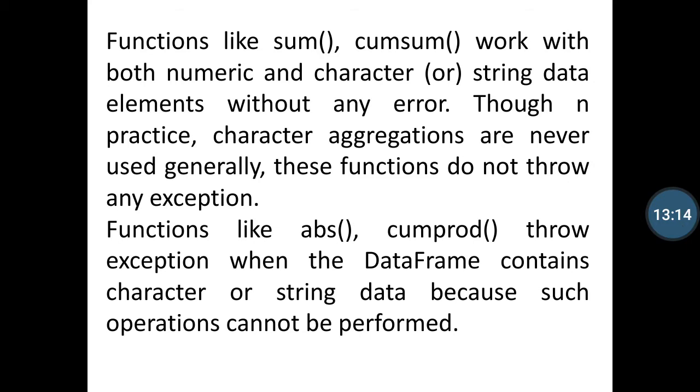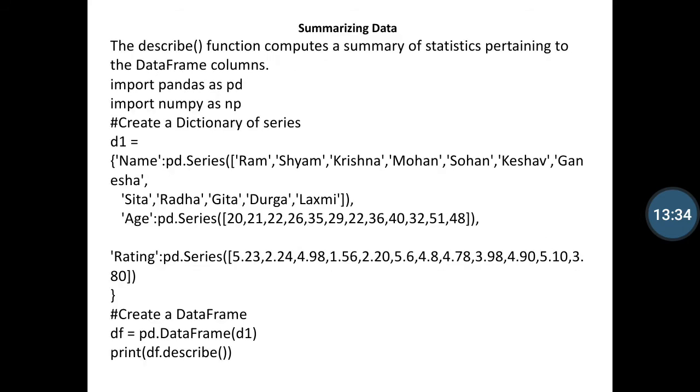be performed. Overall, we define here the functions abs and prod, using try and catch for the exception values on the data frame, and then it is executed. After that, I am defining the summarizing of the data. The describe method is a basic function that is used to compute a summary of statistics pertaining to the data frame columns.